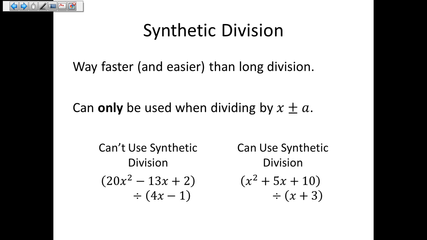Here's a couple examples. We cannot use synthetic division over here because of this 4. If we are dividing by x minus 1, no problem. But because of this 4, we can't use synthetic division. We can use synthetic division over here because all we're dividing by is x plus 3. As long as we're dividing by x plus or minus a number, we can use synthetic division.